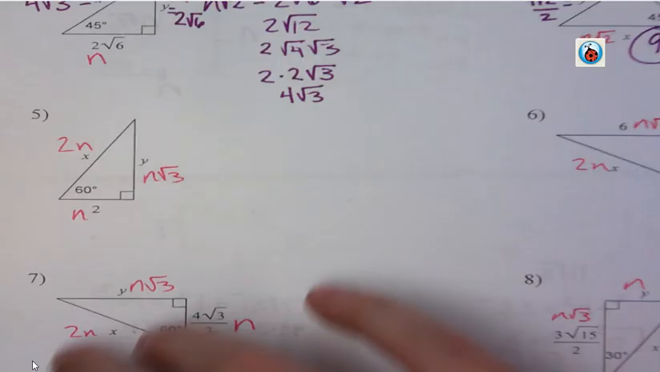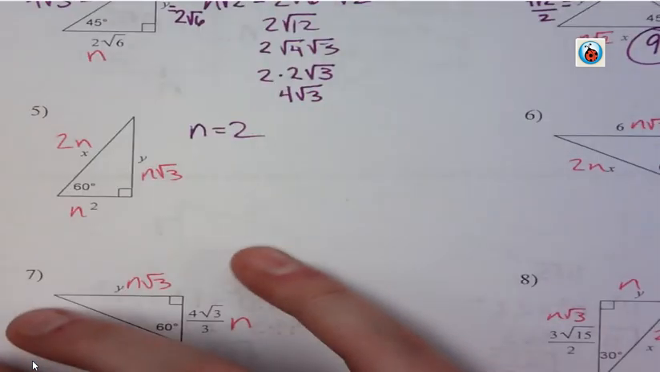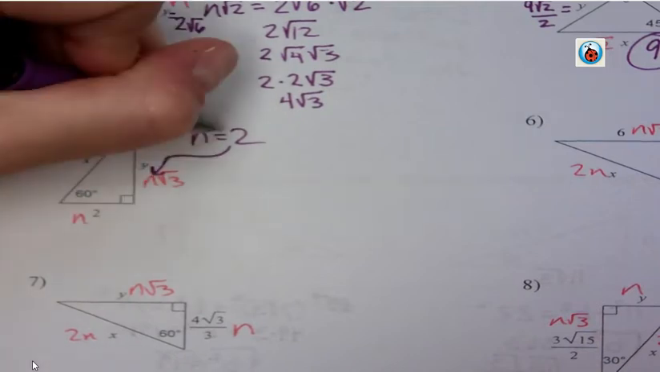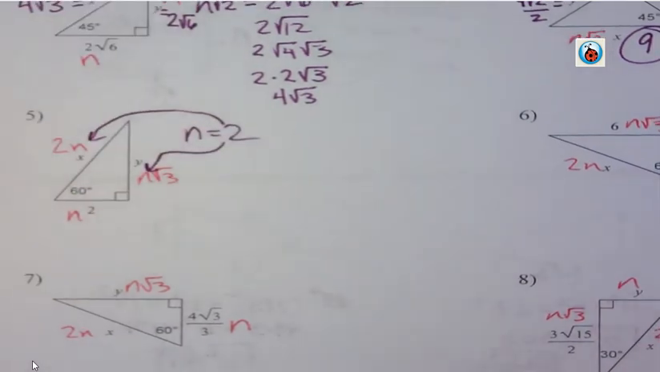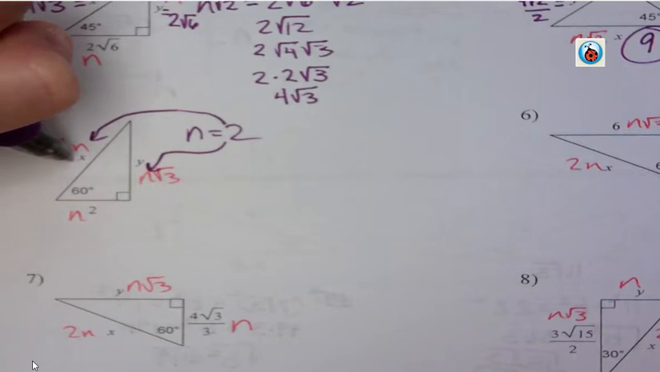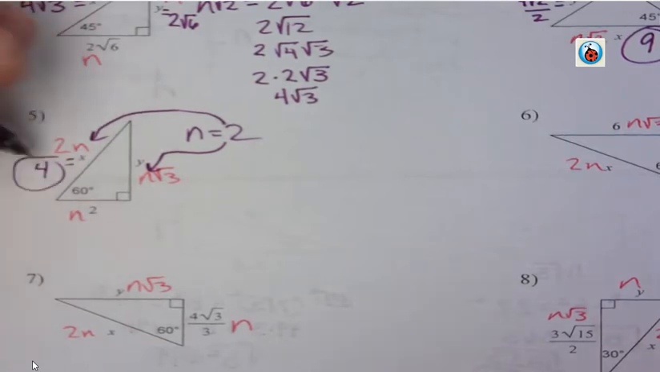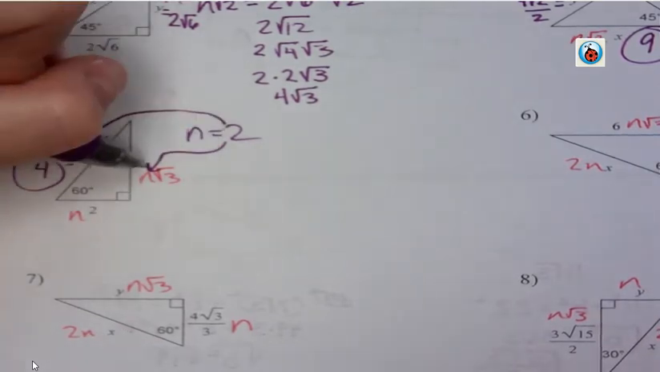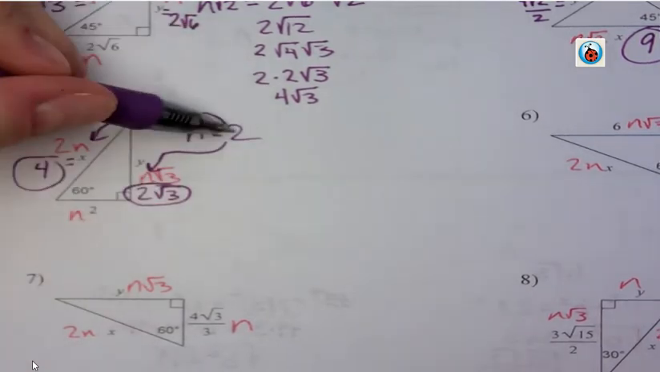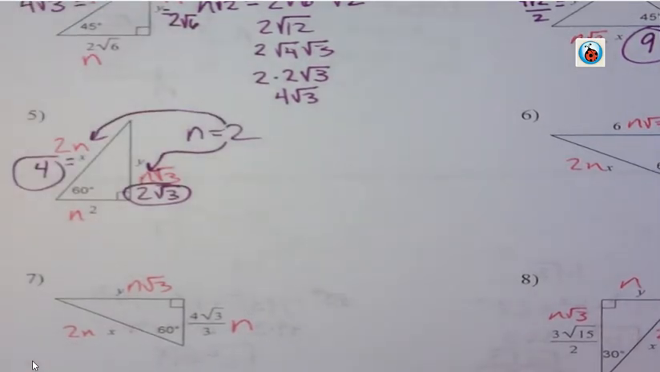Okay. First step, solve for n. N is already solved for us here, so that's nice. N equals 2. Great. So we need to plug that in these two places. Plug that in there, plug that in there. So 2 times 2, x is going to equal 4. Okay, that's easy. And then y will equal 2 root 3 when you plug it in. So all you did was take what n equals and plug it in there.